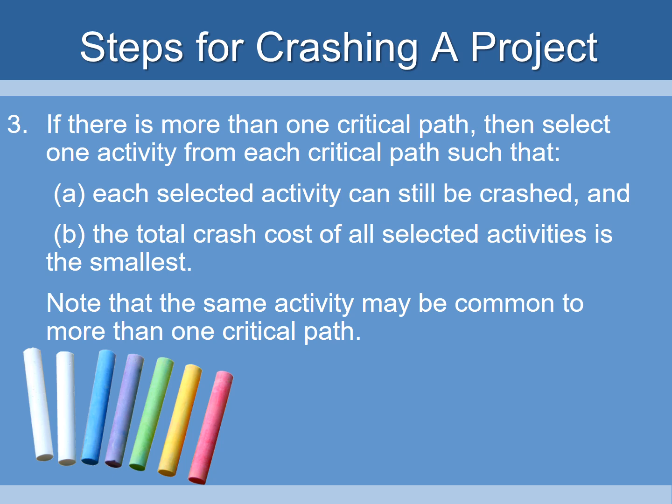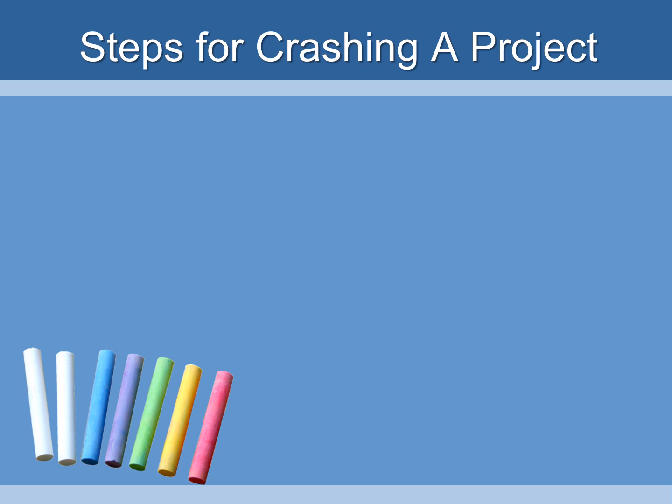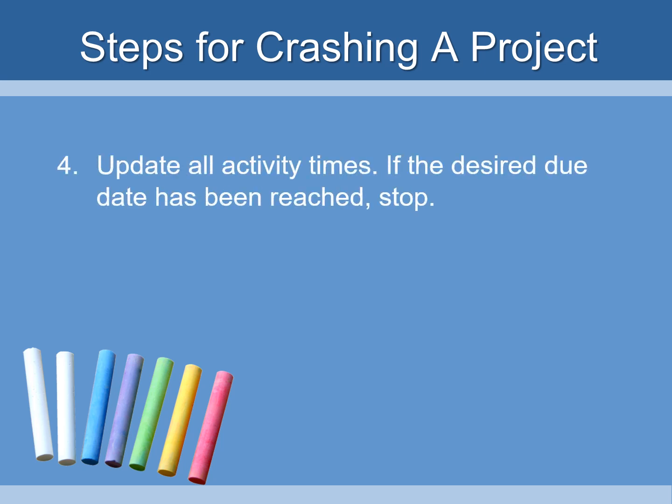Note that the same activity may be common to more than one critical path. In other words, if you have two critical paths in your project, one activity might be common on both. Update all the activity times, and if the desired due date has been reached, then stop. If not, you return back to step number 2 and start over.